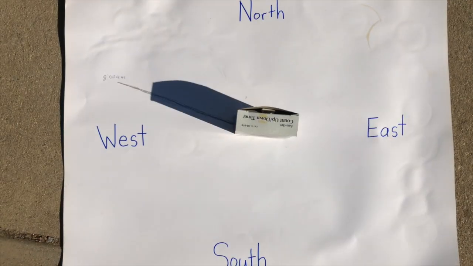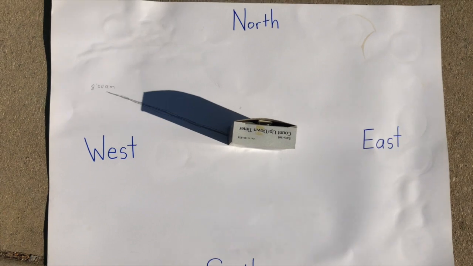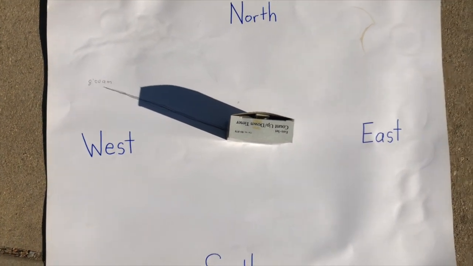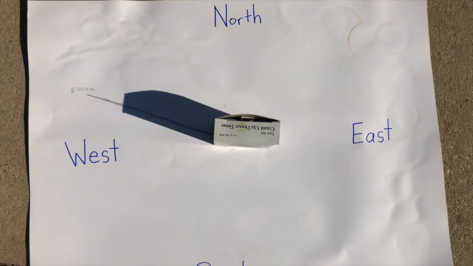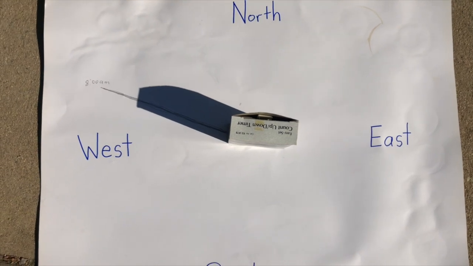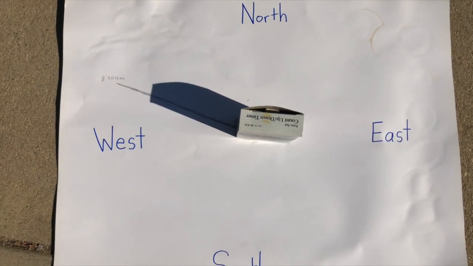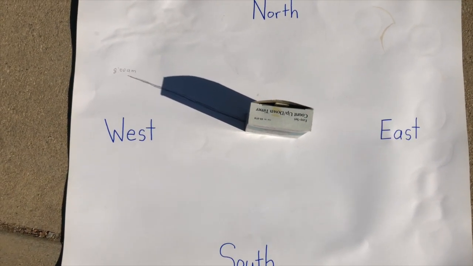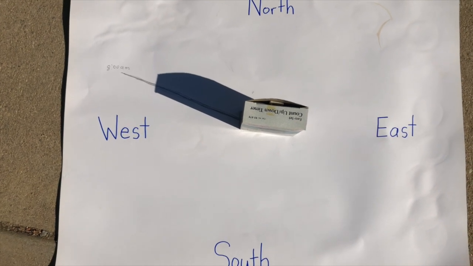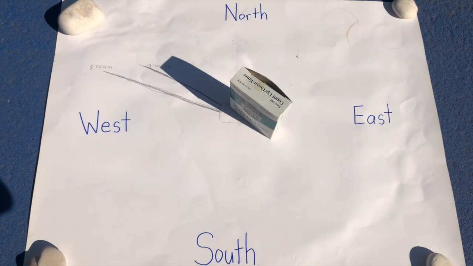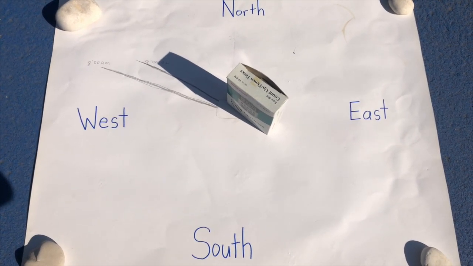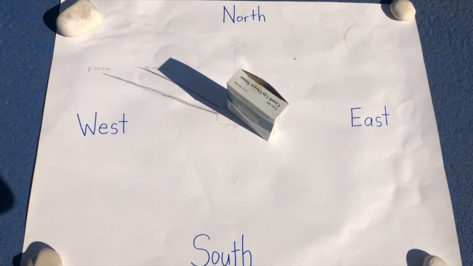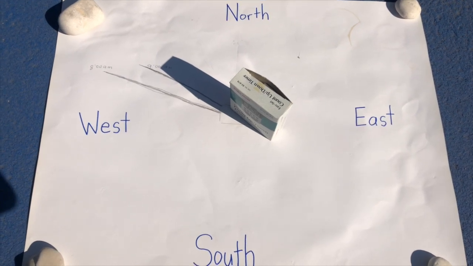Okay, boys and girls, so now it is 9 o'clock, 1 hour later, and you can see that the shadow has moved a little bit. And so I'm going to draw the line again, and we're going to track how the shadow moves throughout the day. It is 10 a.m. and I'm going to draw another line to mark the time.